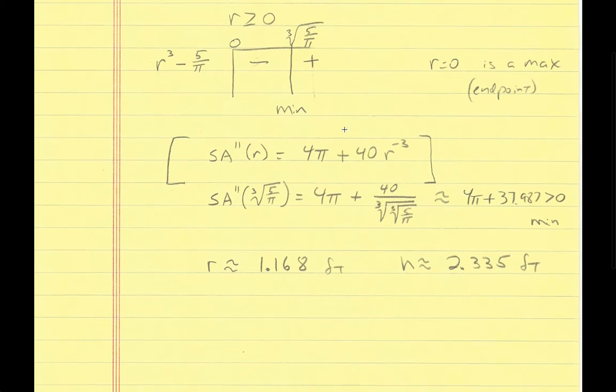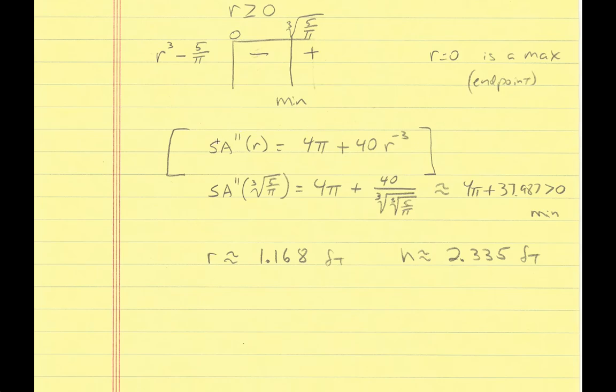I could have also shown it was a minimum, of course, by doing the second derivative test. It's not too bad given my first derivative equation. So take the second derivative, gives me this expression, plug in my value that I think is a minimum value into this equation. I get something kind of goofy, 4 pi plus 37.987. However, that is a positive number. Because that is a positive number, it is a minimum.